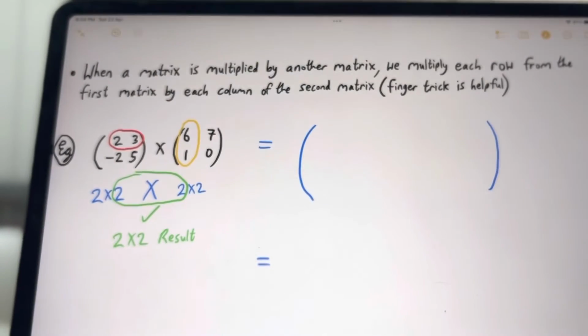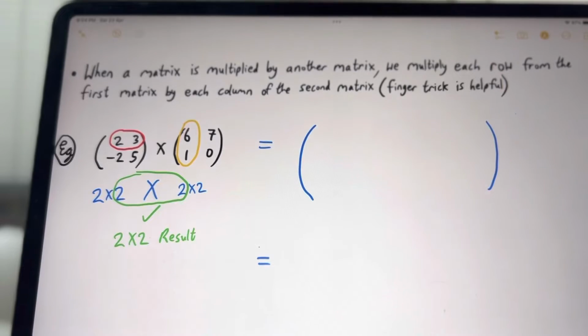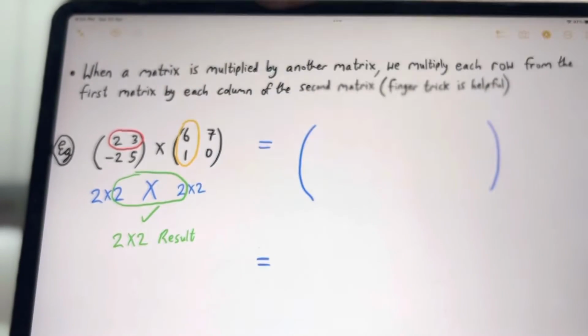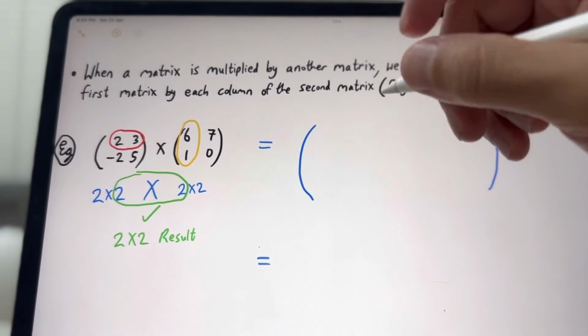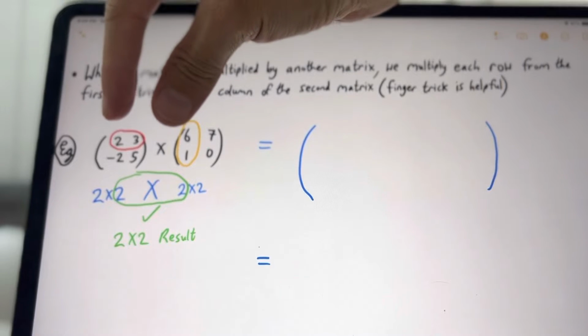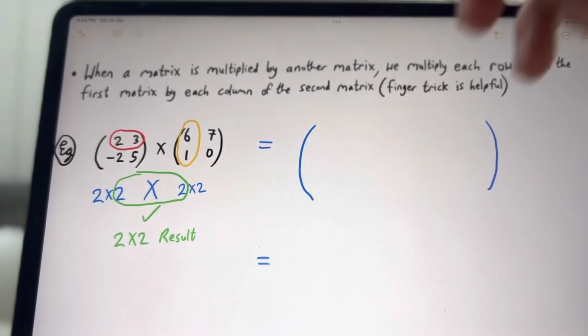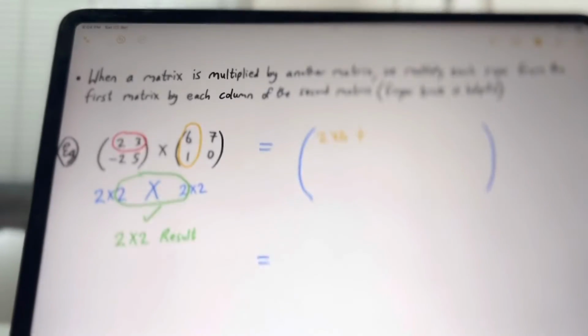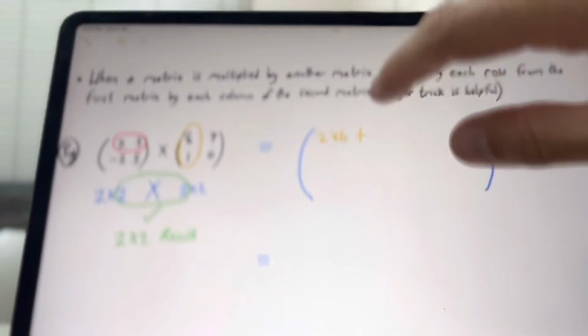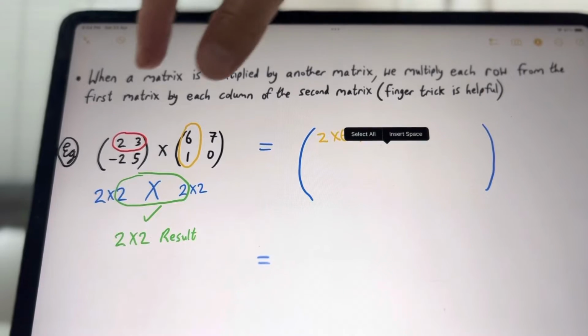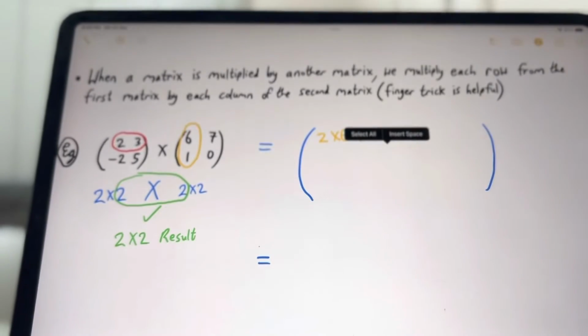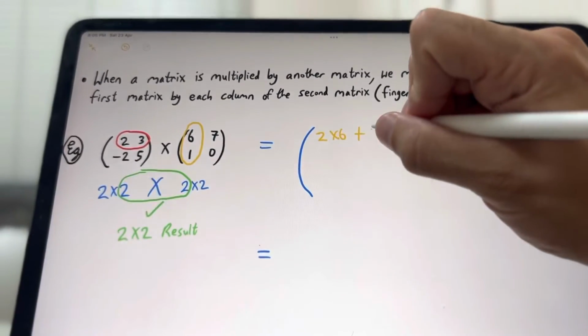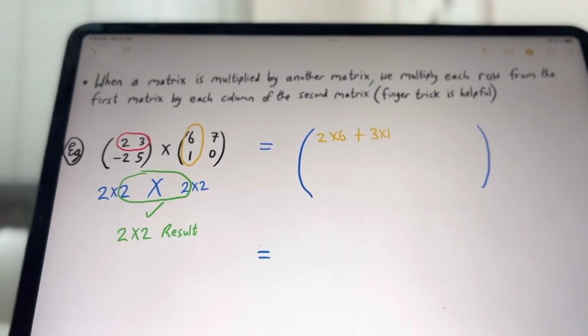So for our top left number in the resulting matrix, we're going to have index finger 2 times 6 plus the result from our thumb, so 3 times 1. That would be the top left number.